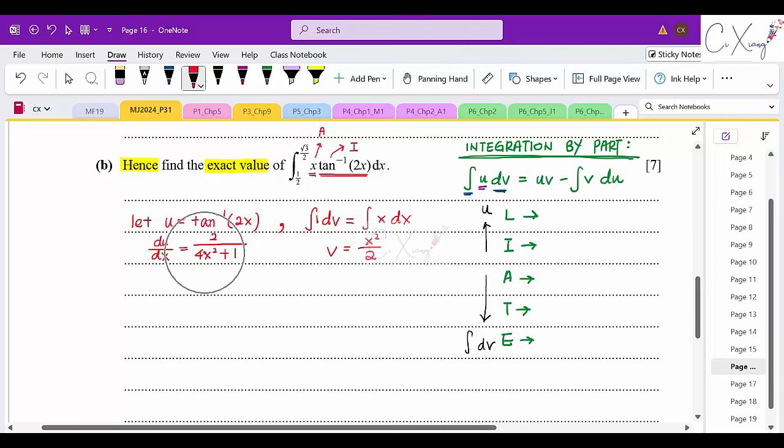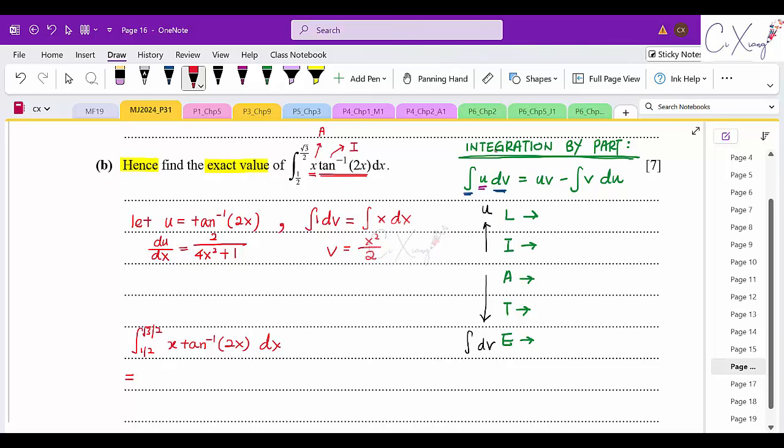After I get all this information, I need to start using the integration by parts formula. I copy the question first. So if I copy the question, what I have here is the integral from 1 over 2 to 3 over 2 of x tangent inverse 2x dx. This is the question. Then it equals uv, u times v. Where's your u? u is this one, v is this one. So the uv that I have here should be x squared over 2 multiplied by tangent inverse 2x.